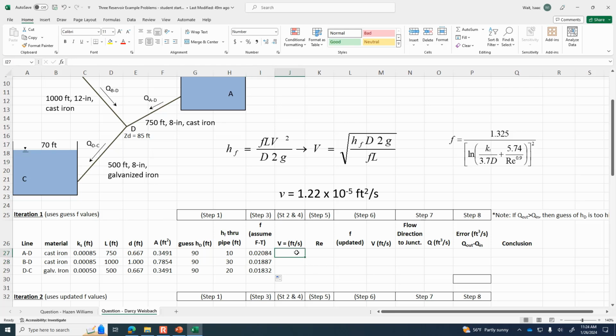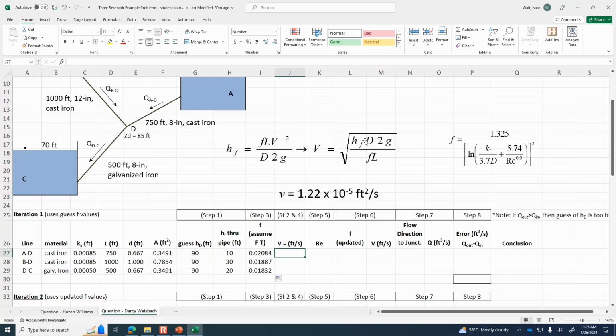Now the velocity is going to be estimated based on rearranging the Darcy-Weisbach equation. We have an F value that's estimated. We know the pipe lengths, that's given. The diameter is known. The H sub F is dependent on however much head there is at D. So the H sub F that goes into this is the H sub F that's implied by our guess of the head at D.